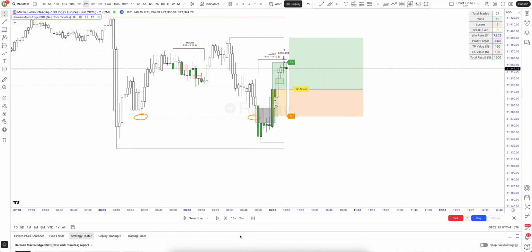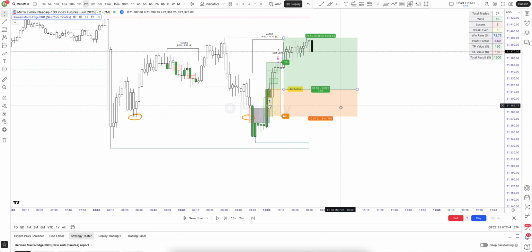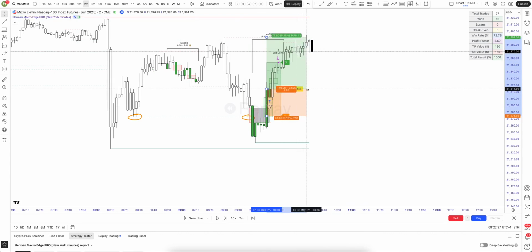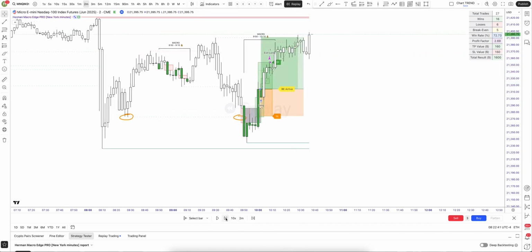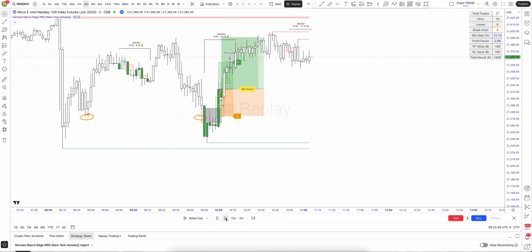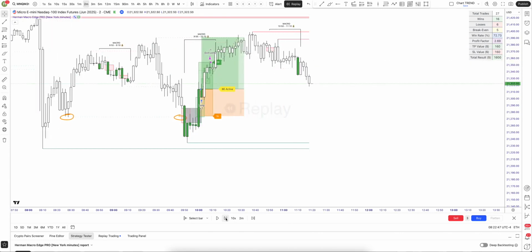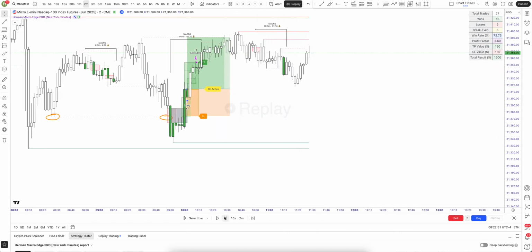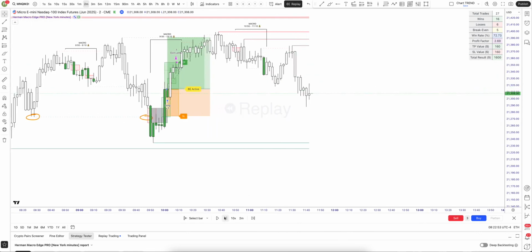Alright, moving into the next macro time window. The indicator didn't find an entry here. Our capital stays safe. No high-quality trade setup was confirmed. Let's move on to the next macro time.